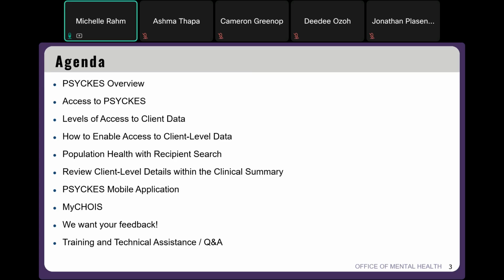We also have MyCHOIS, which is the recipient-facing version of PSYCKES. So I'll do a brief overview of what MyCHOIS is in case it's of interest to you and the clients that you're working with. And then we have a polling section. So every webinar, we really love to get our users' feedback on what would be helpful for us to add into the application. That would really help support the work that you're doing. So we have a polling section where there'll just be 3 questions, but we'd love to get some of your feedback on what we can enhance PSYCKES with to help support, especially the ACT treatment team model. And then we'll end with training and technical assistance in that Q&A portion.